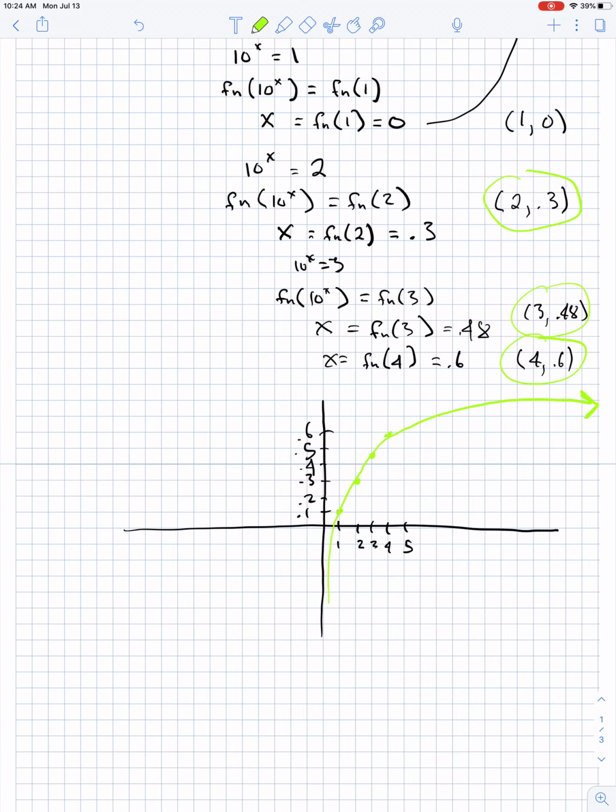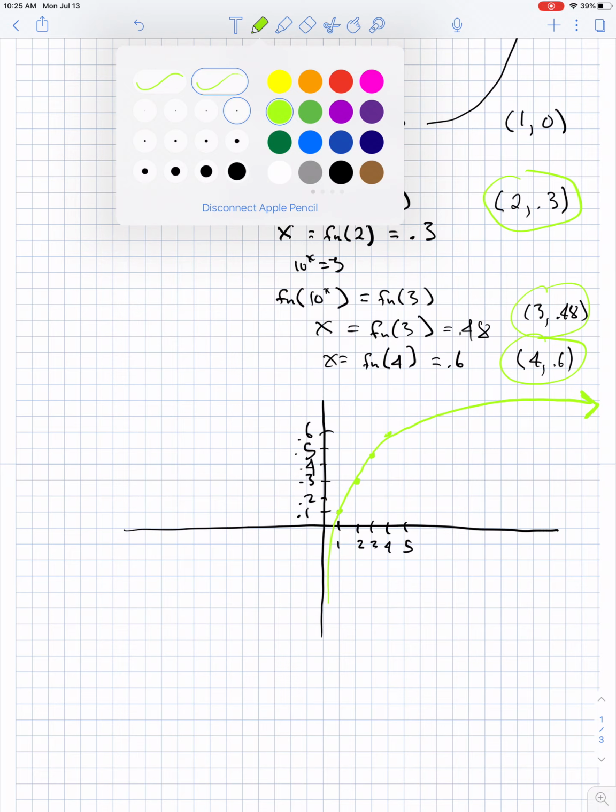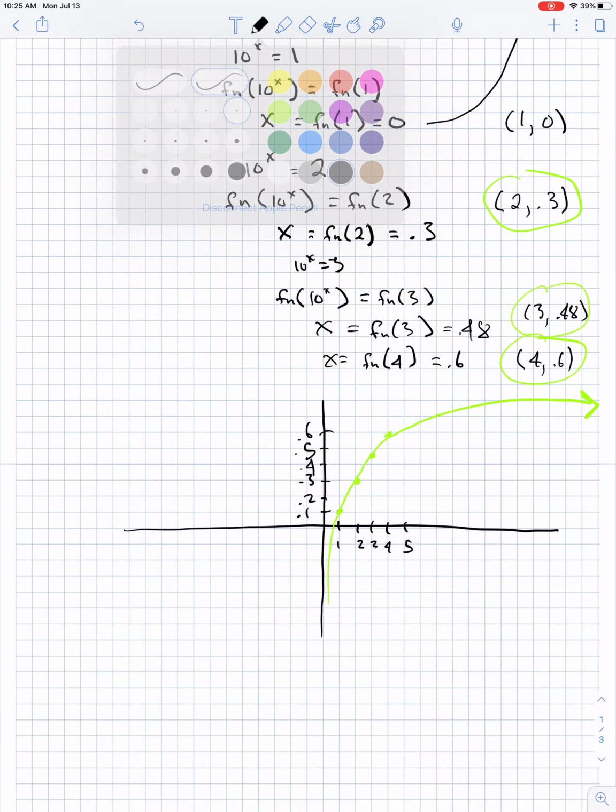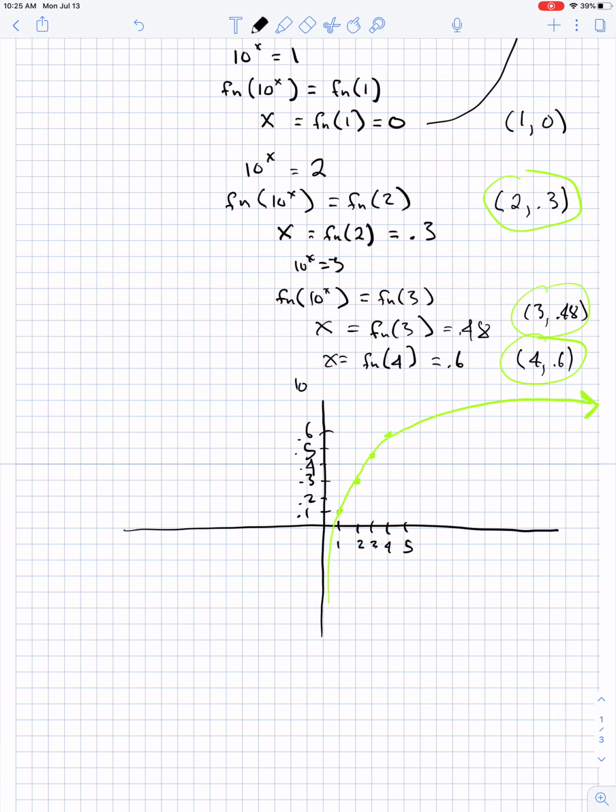Okay, and what is that? That is the logarithm function. And in fact, we're going to call it the logarithm base 10 function. Why? Because it solves functions of the type base 10. And this function here, that's what your calculator does.